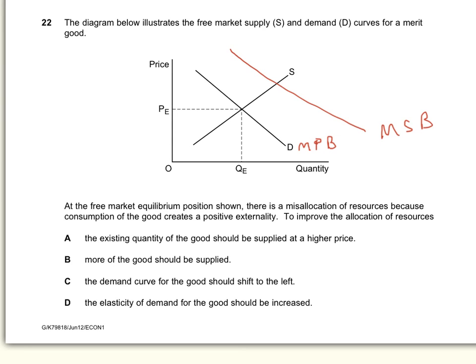22. Again, you can see I've added some information onto the diagram. I've sketched it on. So the demand is the same as the marginal private benefit. And the statement tells me that there's a misallocation because the consumption creates a positive externality. So it's a positive externality in consumption, which is to do with the benefits. So what I'm doing is showing it in this way. So in order to reach a social optimal, we need to move to that point up there. So the answer is that more of that good should be supplied.